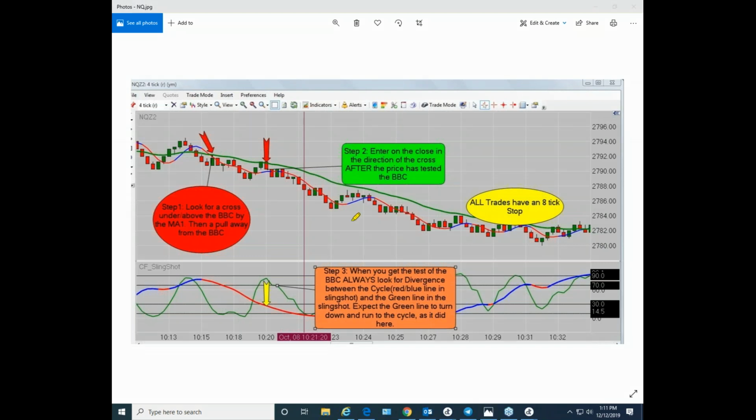All right. Nuts and bolts of this thing. Here we go. We're going to work on the top portion of the chart here. The red and blue line is referred to as the MA1. There's nothing fancy about it. It's just MA1.